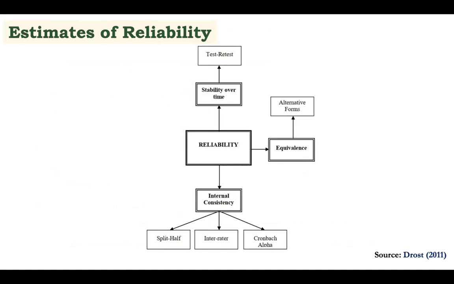In the flowchart, we can also understand what reliability is. The three aspects are stability over time, equivalence, and internal consistency. For stability over time, the method is the test-retest method; for equivalence, the alternative forms method; and for internal consistency, the methods are the split-half method, inter-rater method, and Cronbach alpha. In my earlier video, Cronbach alpha was already discussed. So today we will discuss the test-retest method in this video.